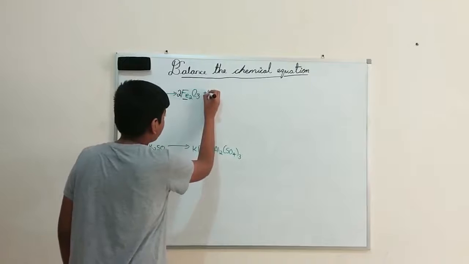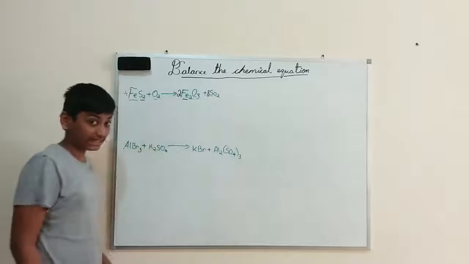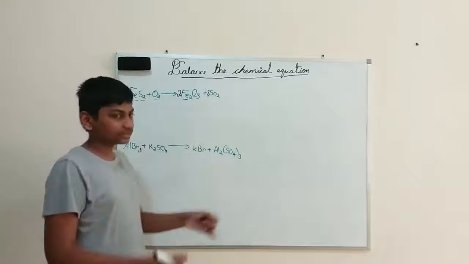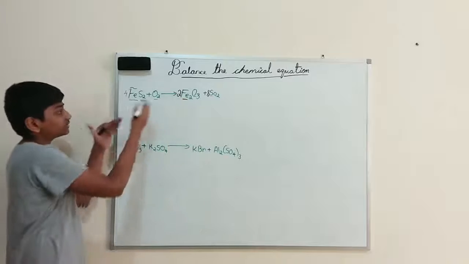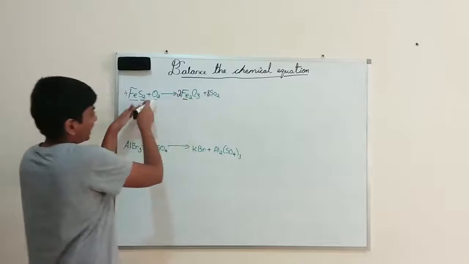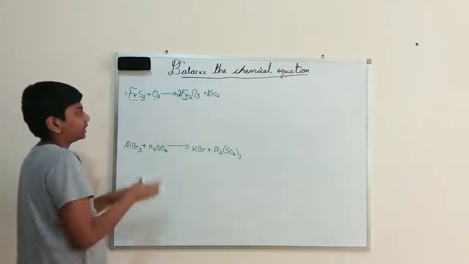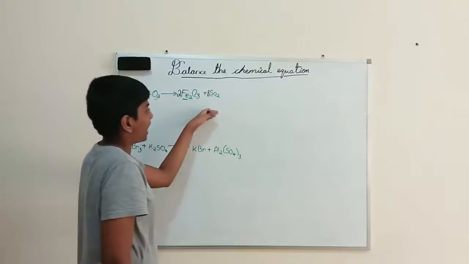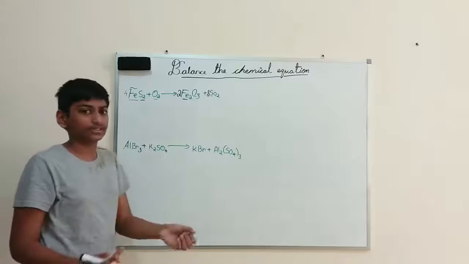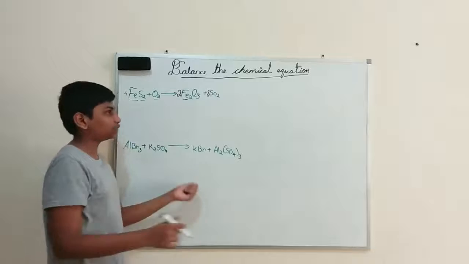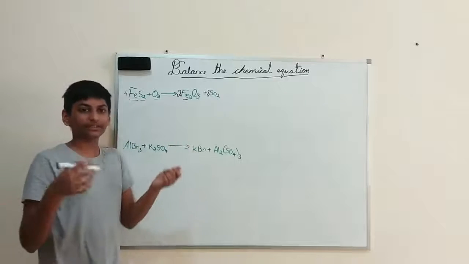So here I should compulsorily add 8. So what happens? 8 into 2 gives me 16 oxygen plus 6 oxygen gives me 22 oxygens. So my iron is equal and my S2 also is equal, but my oxygen is not equal, because on this side I am having 22 oxygen and here I am having only 2 oxygen. So what into 2 gives me 22? Nothing but 22 divided by 2 gives me 11.